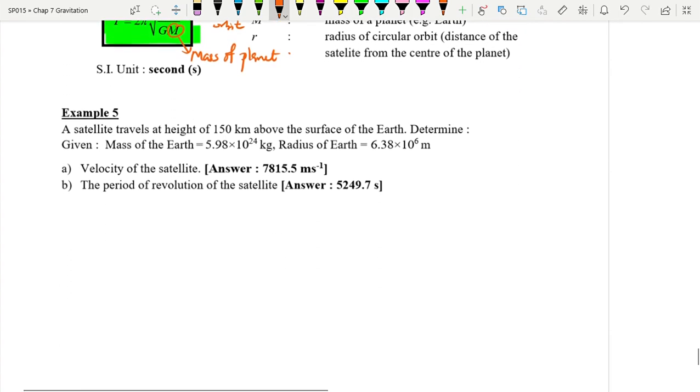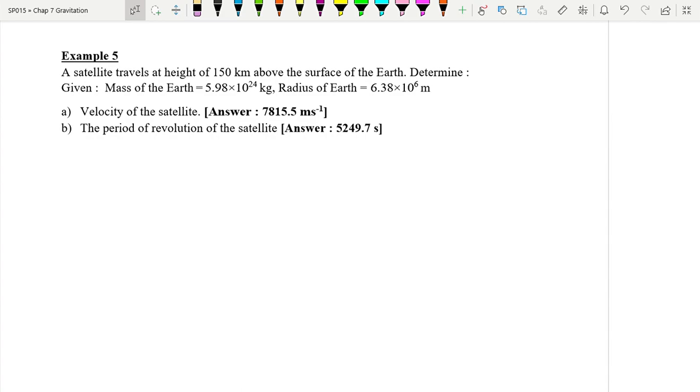Okay, so let's proceed to example 5. The last example for chapter 7. A satellite travels at a height of 150 km above the surface of the Earth. Determine, first, the velocity of the satellite and then the period of revolution. So two basic questions which ask for velocity and also period. Not escape velocity but the velocity of the satellite.